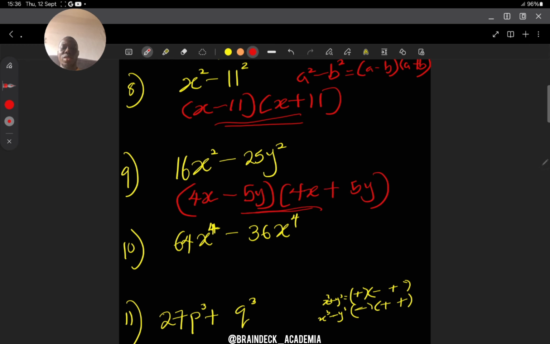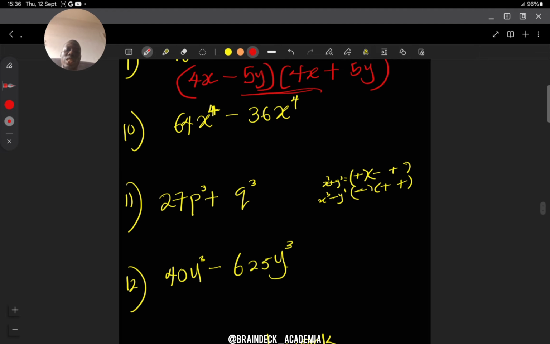That is your answer. So meaning that whenever it has a coefficient that is a perfect square, just find the root of those values, and that will just be 4x minus 5y, then 4x plus 5y. You expand this, you have this back. Remember, if you have any question, please don't forget to drop a question in the comment section.